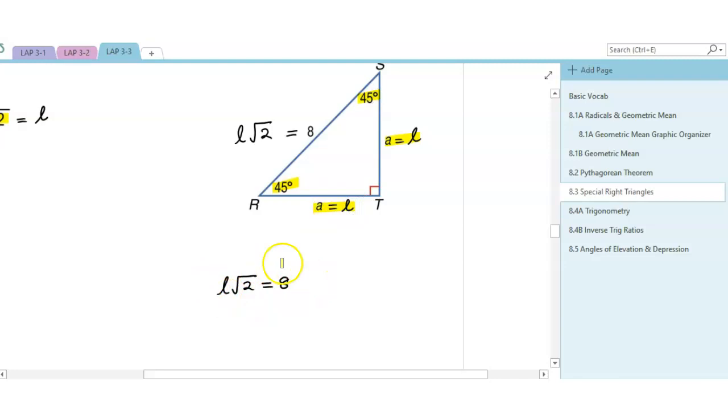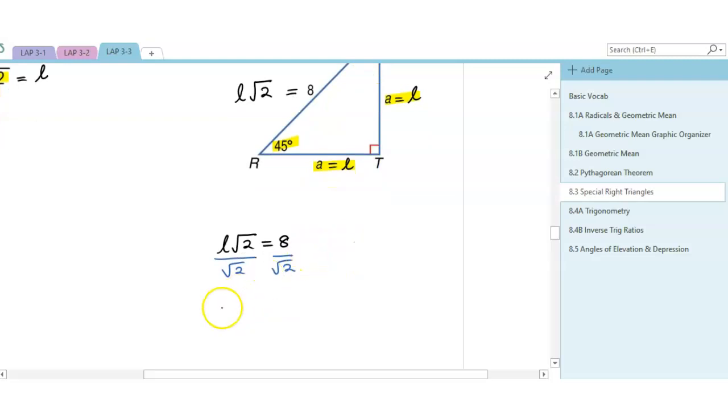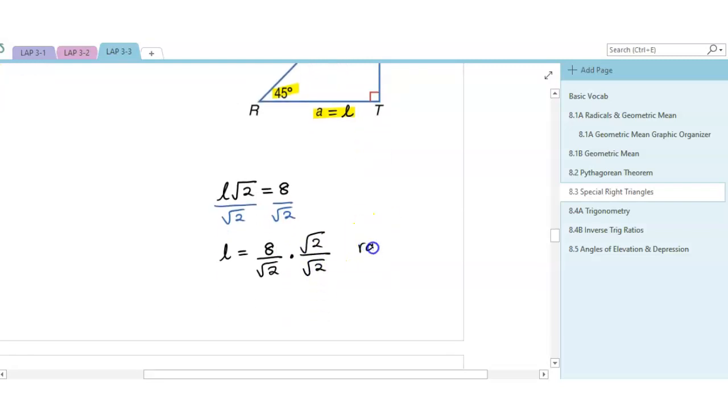Now, because I have this equation, I can solve for L. All I'm supposed to do is divide by the square root of 2 to get L alone. And that's what I'm going to do over here. So if I do that, L turns out to be 8 over the square root of 2. But we cannot have the square root of 2 on the bottom. So we've got to multiply both the top and the bottom by the square root of 2. This is called rationalizing the denominator. Let's go ahead and write that down. Rationalize the denominator. And we're going to simplify.